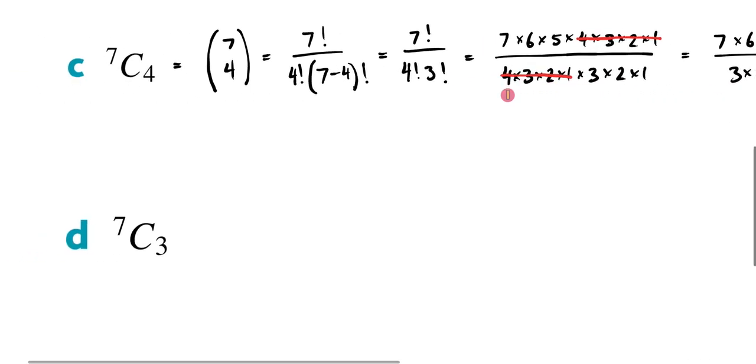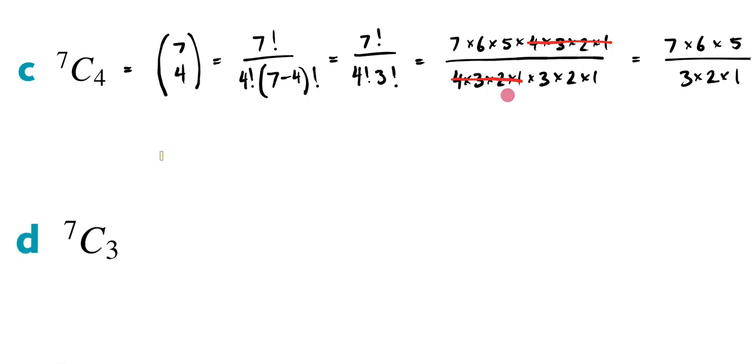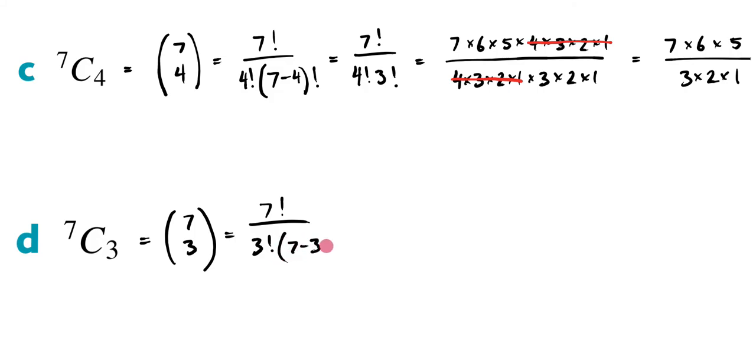Let's now go on to this one. This can be represented as 7, 3. 7 factorial over 3 factorial, then 7 minus 3 factorial is going to be equal to 7 factorial over 3 factorial, 7 minus 3 is 4 factorial. And as you can see, if I get my highlighter out, this is the same as this. So obviously I'm going to get the same answer.